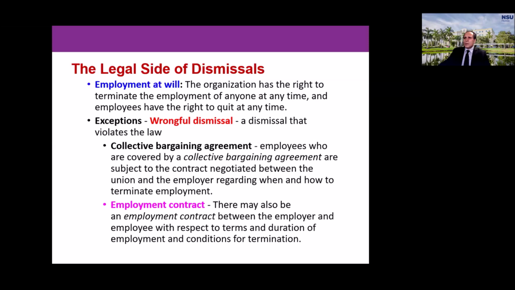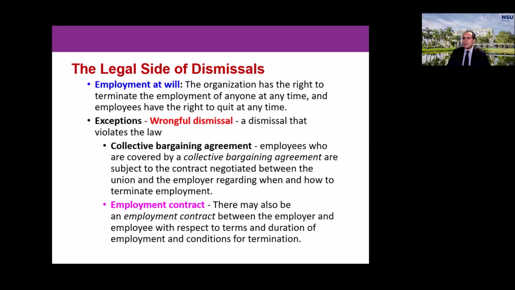Knowing the law means knowing things like employment at will, which most states in the U.S. abide by. That means the organization could dismiss, and the employee has the right to leave the organization, without much advance notice. There are exceptions, obviously, in the case of wrongful dismissals.